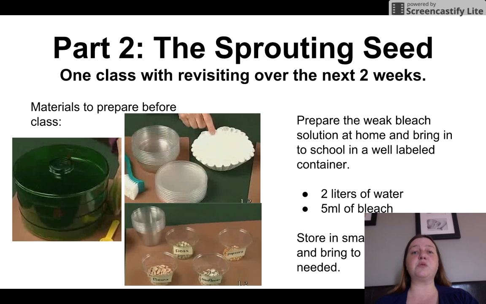It's a super, super weak solution. 2 liters of water, 5 milliliters of bleach. Not a whole lot of bleach. And you need this so it will prevent molding on the seeds. I've done it before without the bleach solution, and trust me, you don't want to do it. Not only does it mold quickly, it stinks. Stinks really bad.